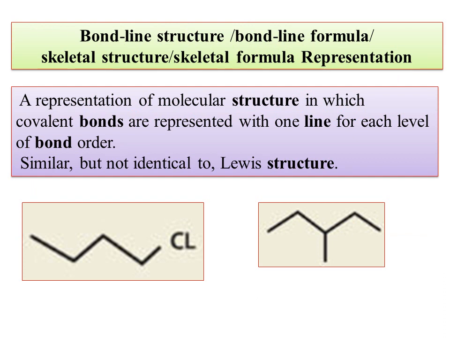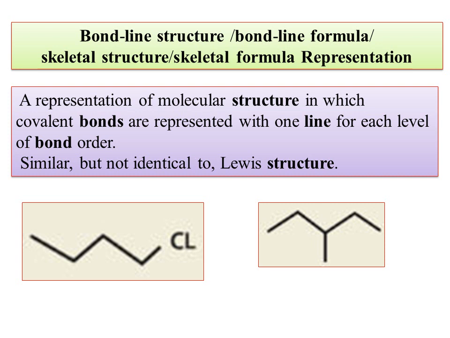Another way is called the bond line structure. It is also called the bond line formula or skeletal formula representation. This is a representation only by lines. I already told you that a line is nothing but a bond. It is the representation of a molecular structure in which the covalent bonds are represented with one line for each level of the bond order.